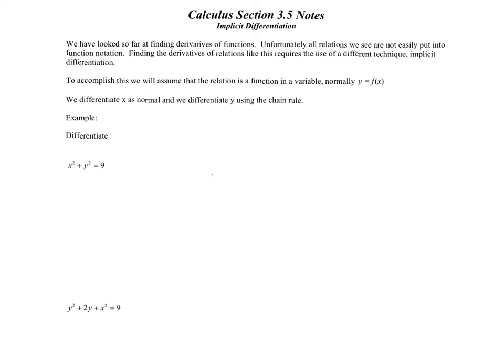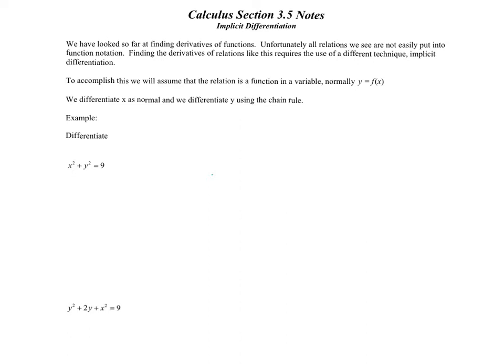If you look at some of these, when you have powers on both the x and y, it would be very difficult to get y by itself, because when you take square roots, remember you have to add plus and minuses and things like that. That's somewhat troublesome. So we have this method called implicit differentiation, which is a way we can deal with things that are not directly solved for y.